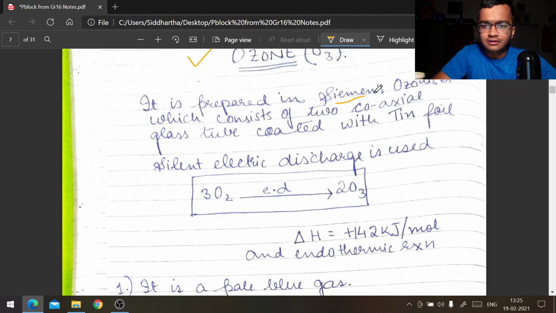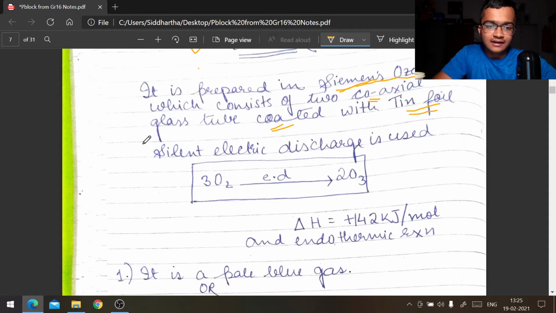It is a machine, an apparatus rather, the Siemens ozonizer, which consists of two coaxial glass tubes coated with tin foil. Okay, and there is a silent electric discharge, meaning there cannot be a flash. You know what I mean by that. There cannot be any sort of spark like that.